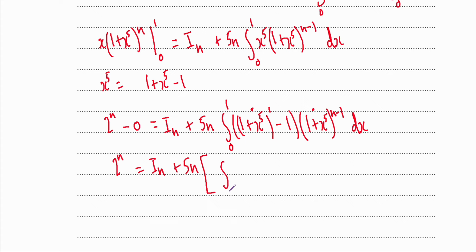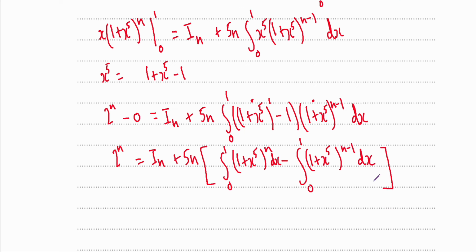So I'm going to have the integral between 0 and 1 of (1 plus x to the power 5) to the power n. And then I'm going to subtract the integral, because now I'm going to do minus 1 times this. So I'm going to have minus the integral of (1 plus x to the power 5) to the power n minus 1 dx. Of course, this is dx as well, and this is between 0 and 1, of course, as well. So now this is what we have inside.